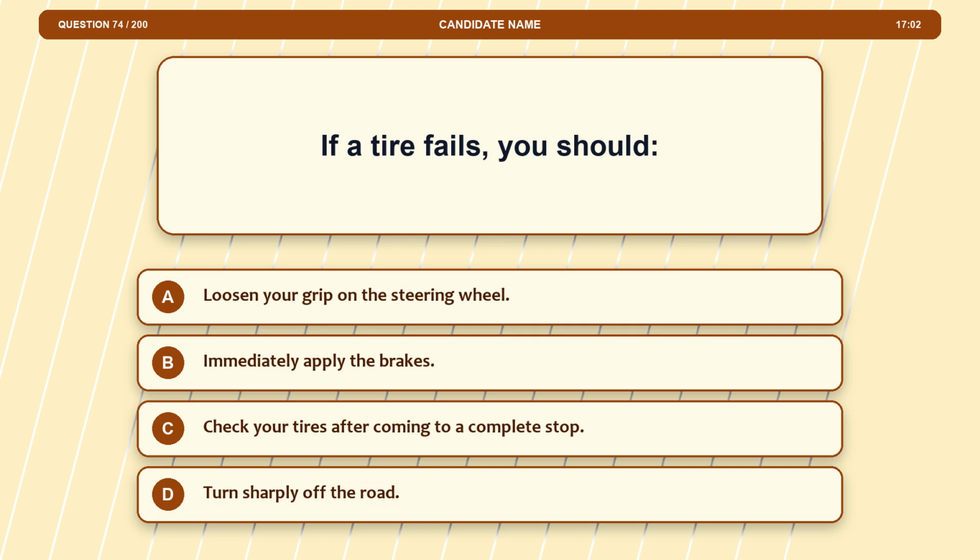Question 74. If a tire fails, you should: Option A, loosen your grip on the steering wheel. Option B, immediately apply the brakes. Option C, check your tires after coming to a complete stop. Option D, turn sharply off the road.